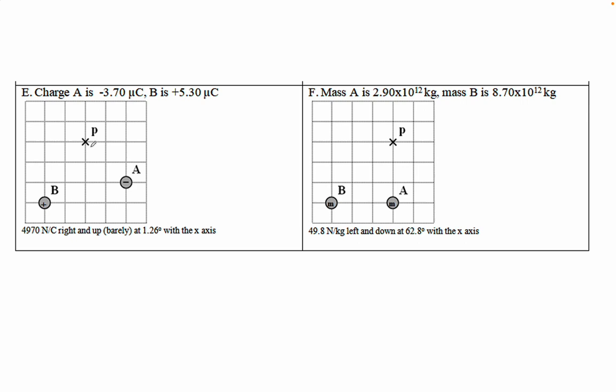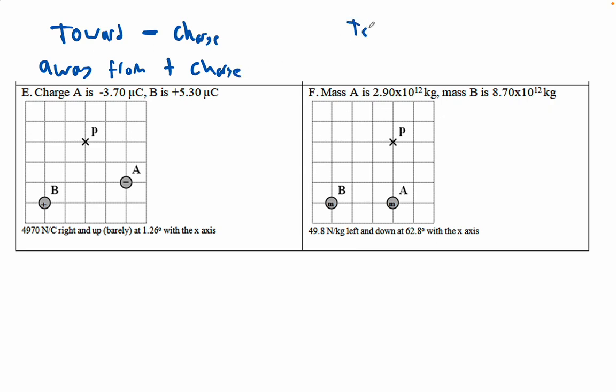The electric field due to A, remember, it's toward negative charge, away from positive charge. For masses, it's really simple, right? It's always toward the mass. Because remember, gravity, just like me, is always attractive.